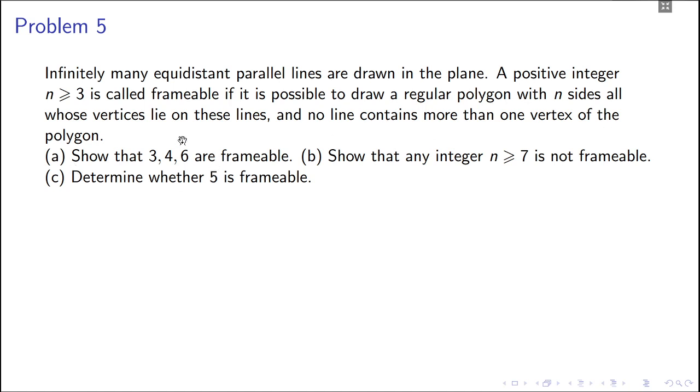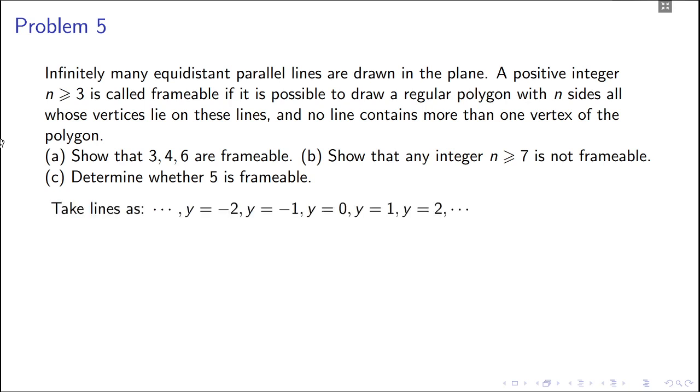Okay, and you have to show that 3, 4, 6 are frameable, and anything greater than or equal to 7 is not frameable, and you have to find whether 5 is frameable or not. So this is a lengthy problem. It will need a little bit of research, but it's not that difficult. But it's lengthy to write it down also. If you want to write it down properly, all that will be quite time consuming. But given that other problems were quite short, maybe it's justified to have one lengthy problem here.